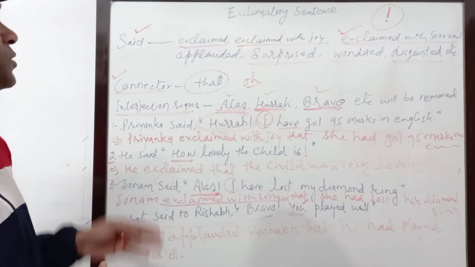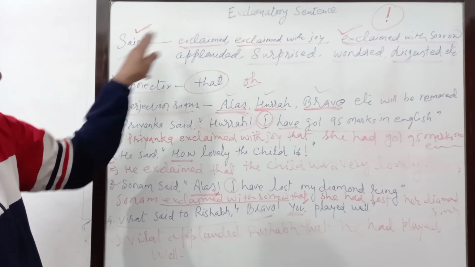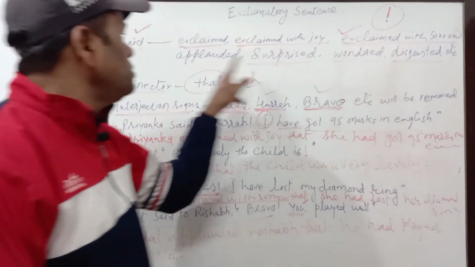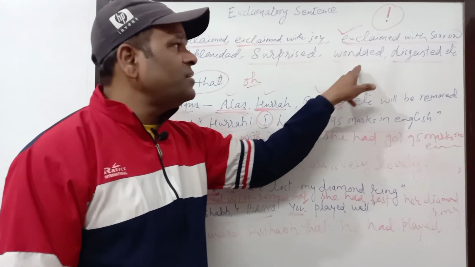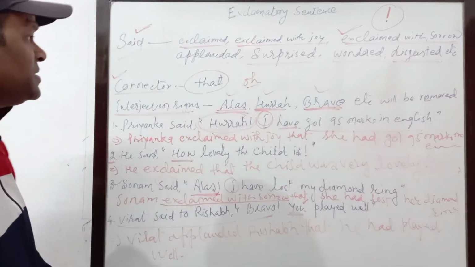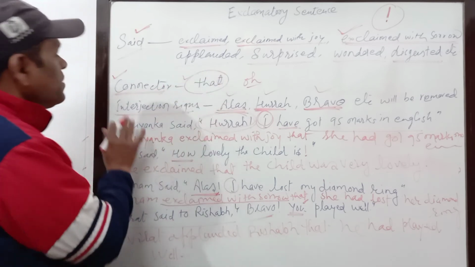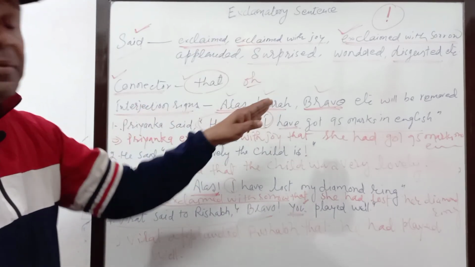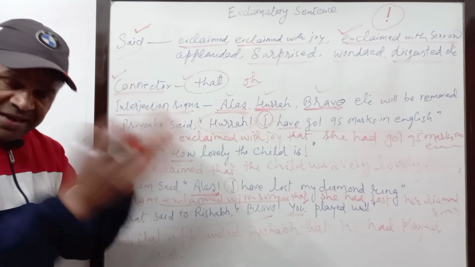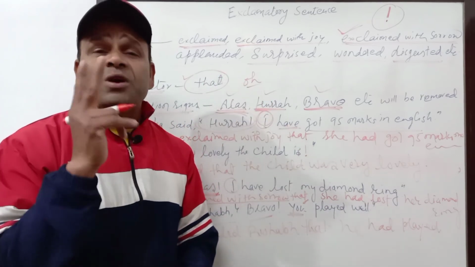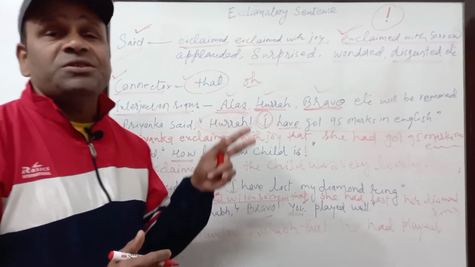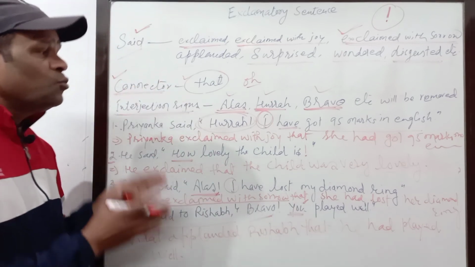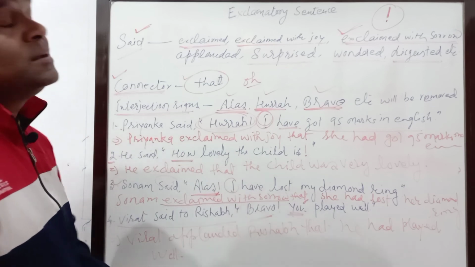Okay, so again let me recall the main points. First of all, you have to change the reporting verb and it will be changed into exclaimed with joy, exclaimed with sorrow. You can use applauded, surprised, wondered, disgusted as per the need or demand of the sentence. The connector will be that, and whatever interjection sign is used there, like alas, hurrah, bravo, oh, all of them will be removed. And in the reported speech column, we make three changes. Change 1, the tense, change 2, pronoun, and change 3, nearness to distance. And after applying all that, we can get full marks in reported speech.